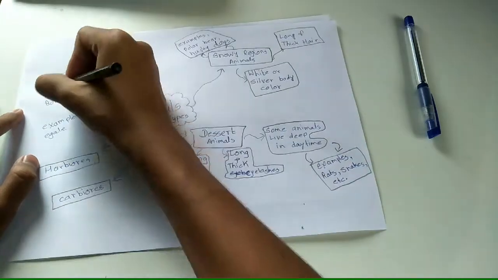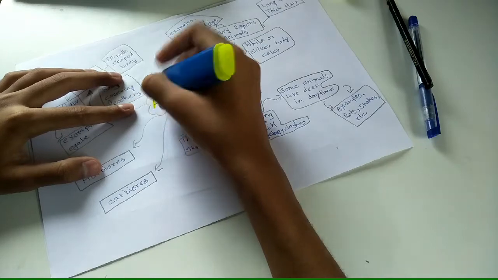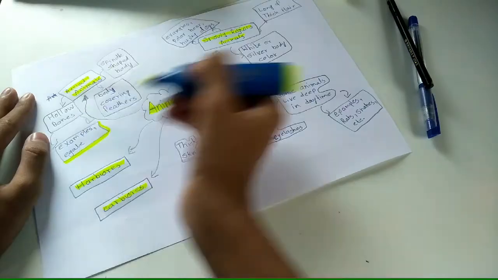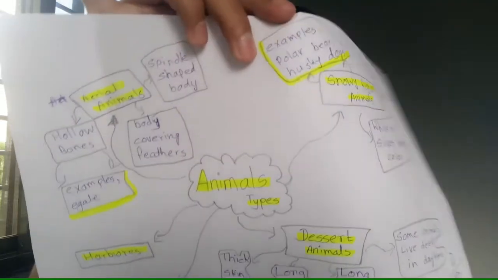And after that I made a cloud for the main title and squares or rectangles for subtitles, and I don't know which shape I made for the other things or the points, I don't know what it is called. Then I highlighted it and also drew arrows to type. So you can use color pens and pencils if you want, and just try to make it cooler than this.